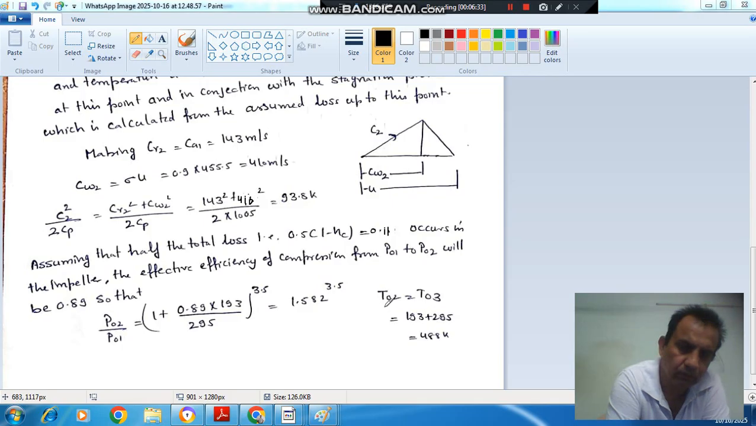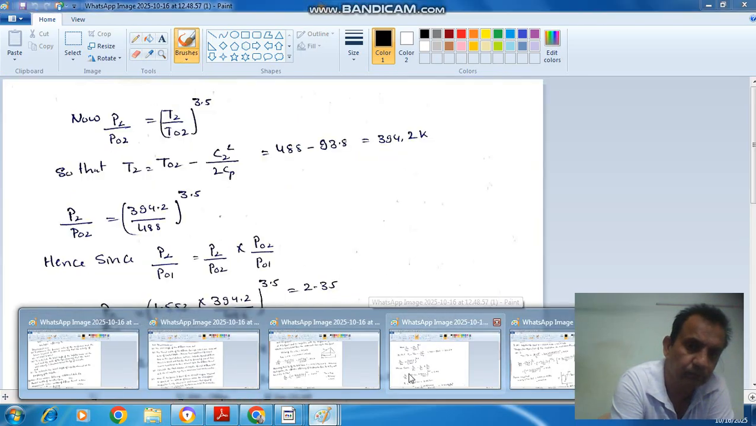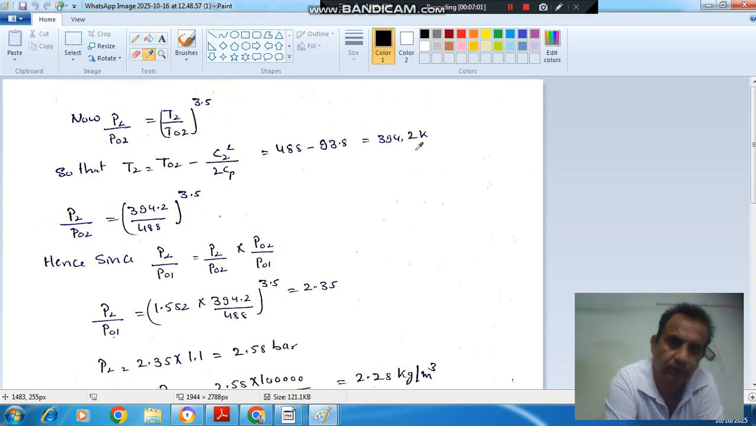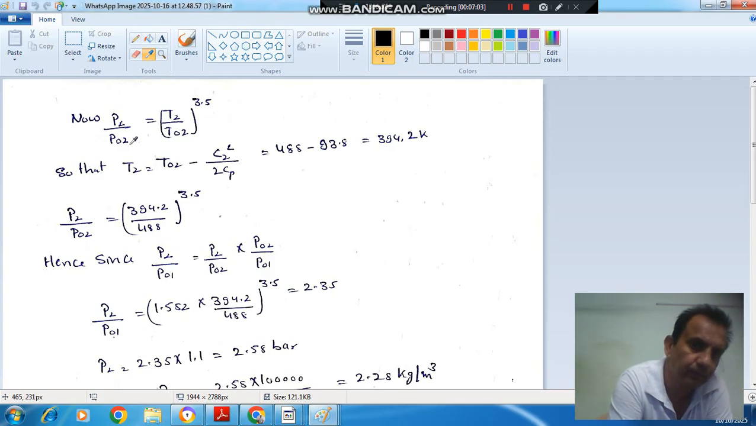So now we can calculate this T02 also, because T02 minus T01 or T03 minus T01 is your 193 and T01 is 295, so T02 is your 488 Kelvin. So if we subtract this dynamic temperature from T02, then it will be the static temperature at the exit of the impeller. Okay, so that will be your 394.2 Kelvin.